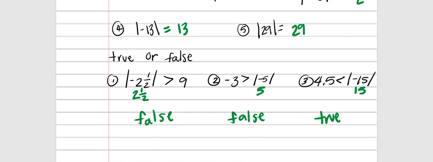Now for this last one, again, solve the absolute value of -15 to get 15, and when you compare, you get true. 4.5 is less than 15.